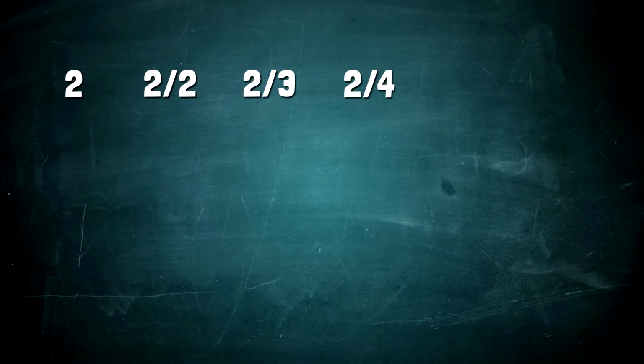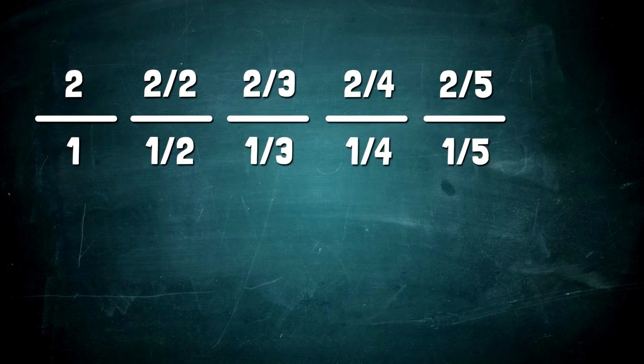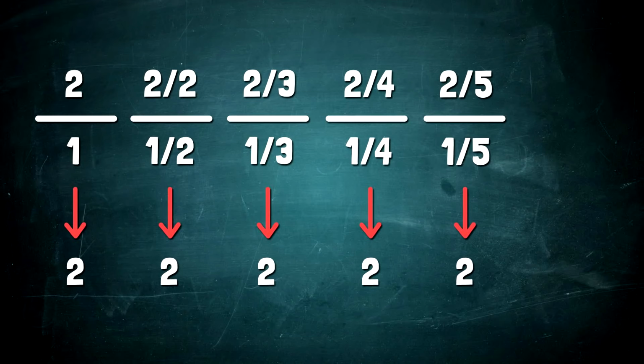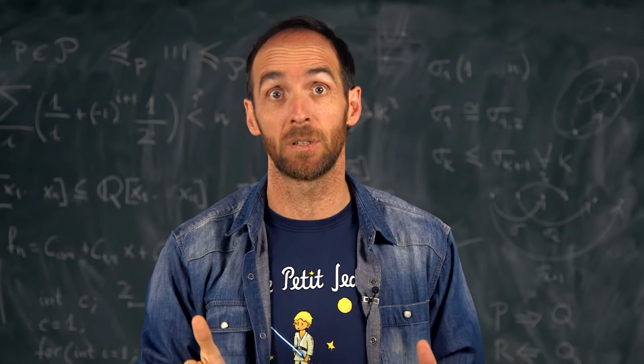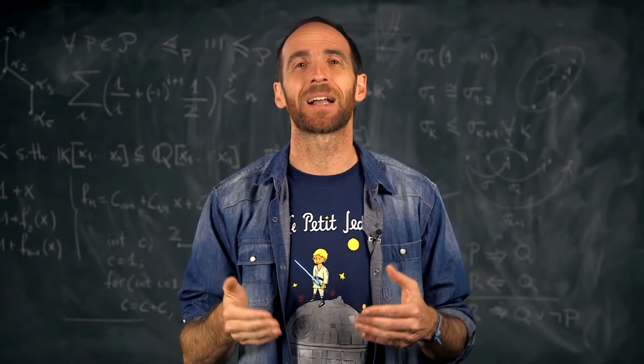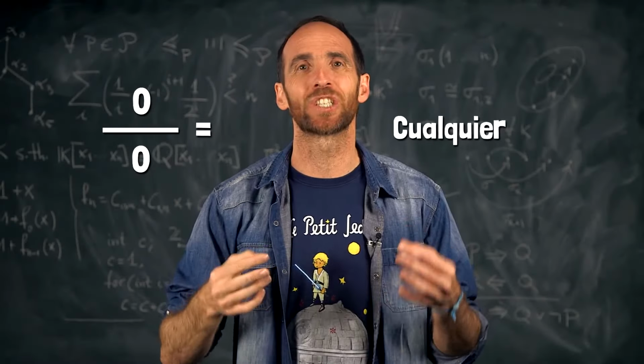Well, expect that you're going to freak out. Look at this succession: 2, 2 halves, 2 thirds, 2 quarters, 2 fifths. They are smaller and smaller numbers that tend to 0. If we divide them by 1, a half, a third, a quarter, a fifth, the result is 2 all the time. So this means that in the limit 0 divided by 0 is 2. We can actually choose ways to approach 0, successions of those, in such a way that when dividing the corresponding terms, the result is whatever we want.